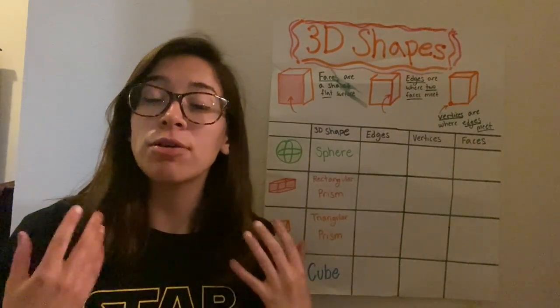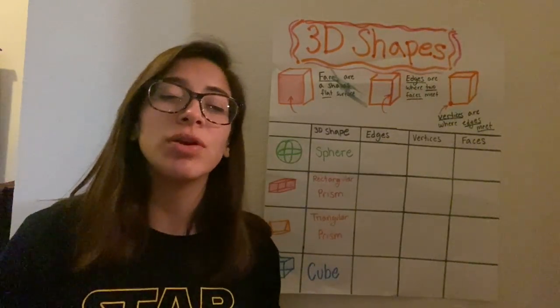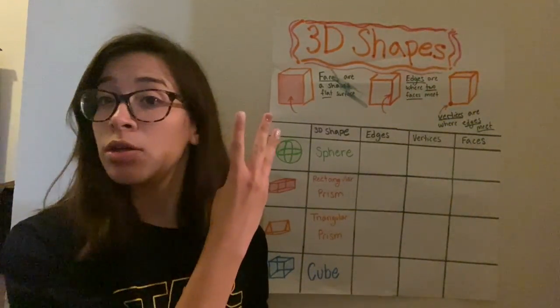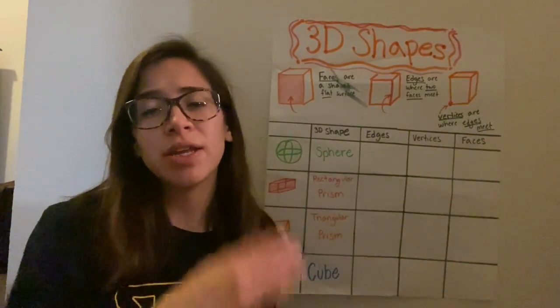Last week we were talking about 2D shapes and we learned about sides and vertices. This week we're moving on to 3D shapes. So what is exactly the difference between a 2D shape and a 3D shape?